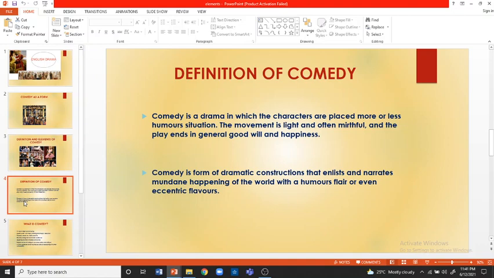Here in comedy, what happens on this earth or in this world is stated or presented with different flavors or different happenings, or they may be eccentric, right? Now, these are both the definitions of comedy according to me.